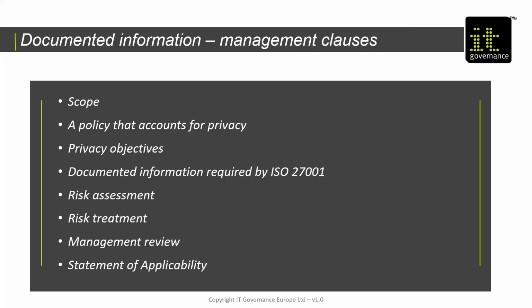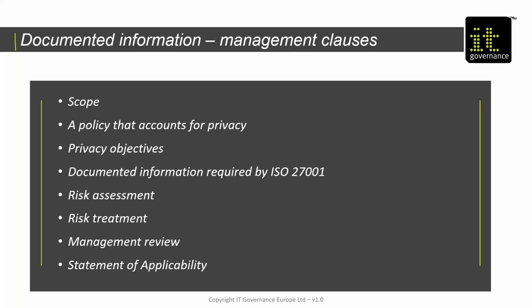Okay, so firstly, the scope statement. There should be a documented scope statement, which includes the processing of PI. Secondly, there should be an information security policy, which accounts for privacy, or a separate aligned privacy policy. The policy should include privacy objectives or a framework for setting them, as well as a commitment to satisfy privacy requirements and a commitment to continual improvement of the management system. The policy should be communicated within the organisation and available to interested parties as appropriate or when requested.